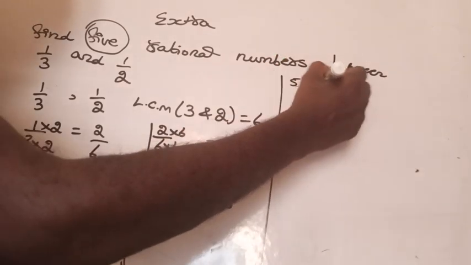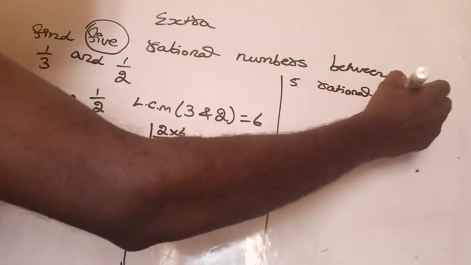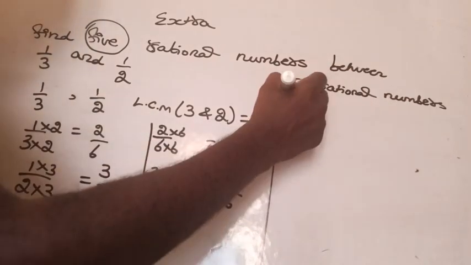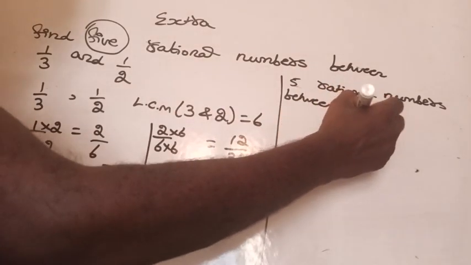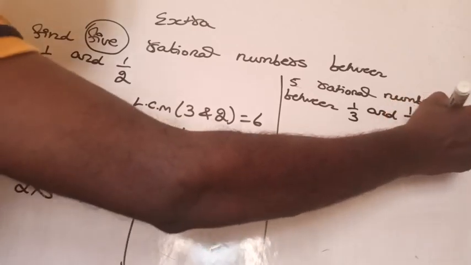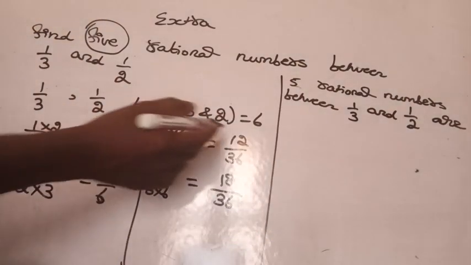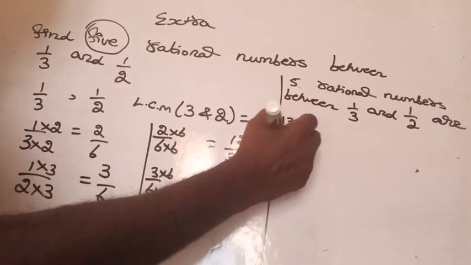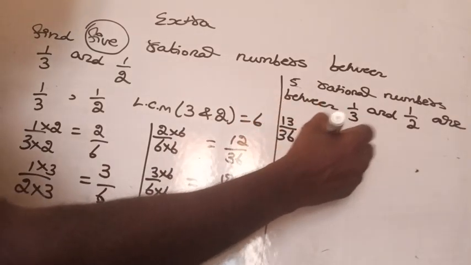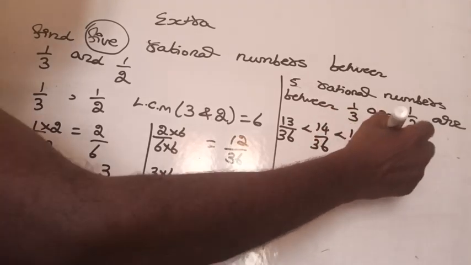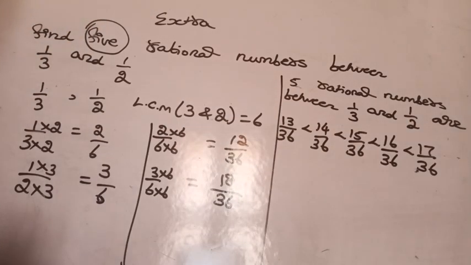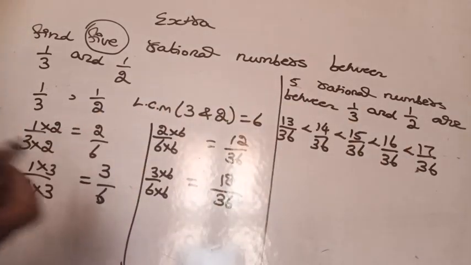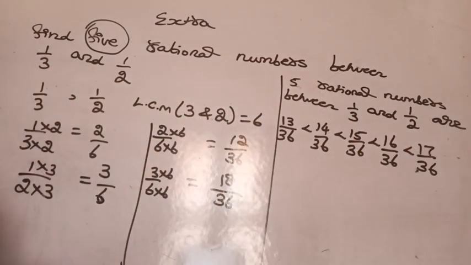Therefore, the 5 rational numbers between 1 by 3 and 1 by 2 are 13 by 36, 14 by 36, 15 by 36, 16 by 36, and another one is 17 by 36. Are we getting 5 now? Yes, 1, 2, 3, 4, 5. We are getting 5 rational numbers between 1 by 3 and 1 by 2. I hope everyone understood this one.